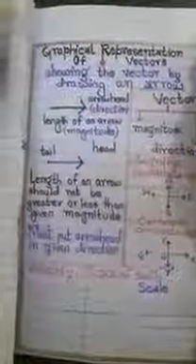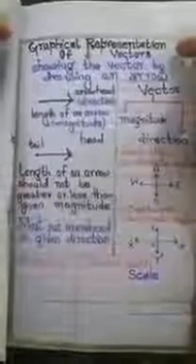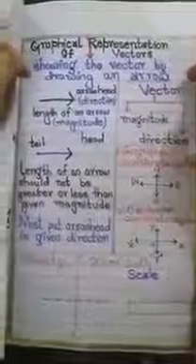Now I explain today's topic, which is graphical representation of vectors. Students, graphical representation of a vector means showing the vector by drawing an arrow. The arrow must give complete information about the vector.